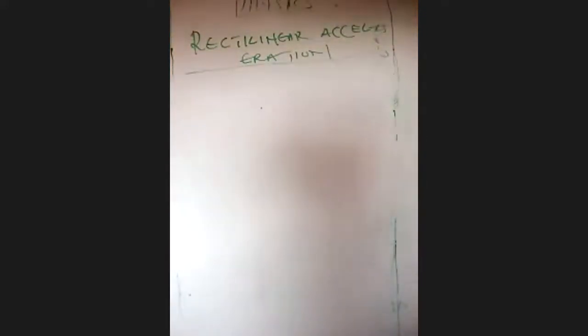Today we want to start with rectilinear acceleration. In our previous class, we talked about scalars and vectors. So I will try to look into what the scalar quantities and what the vector quantities are. We talk about a scalar quantity as one that has magnitude with no direction, and a vector quantity as a quantity that has both magnitude and direction.